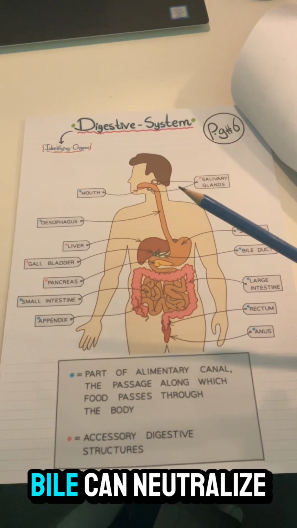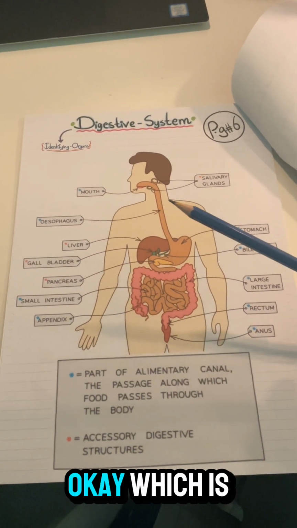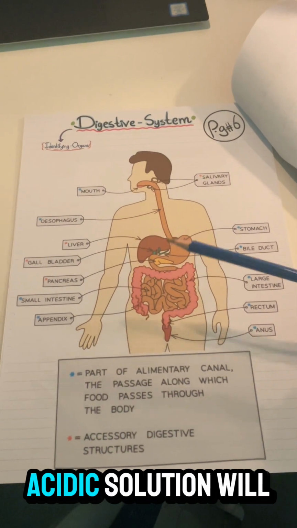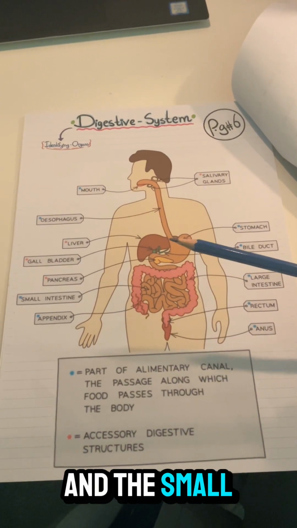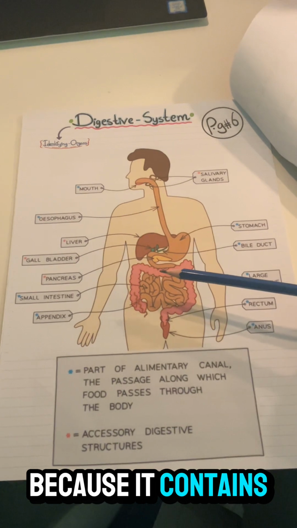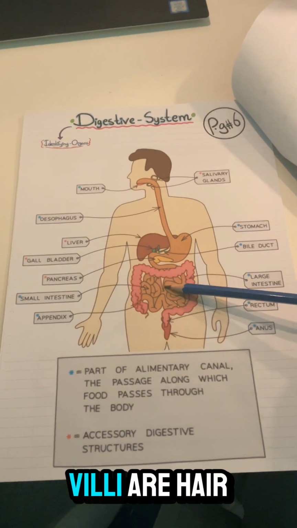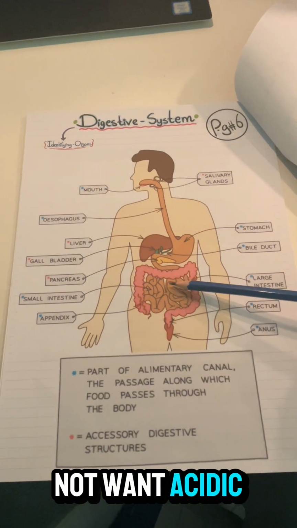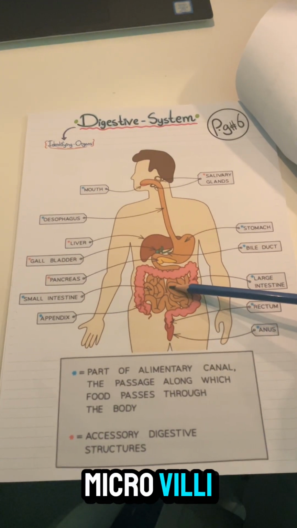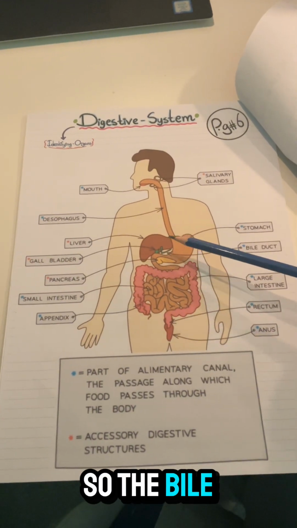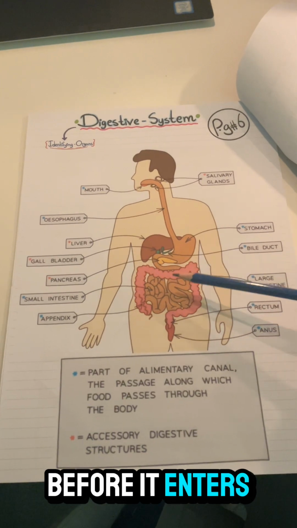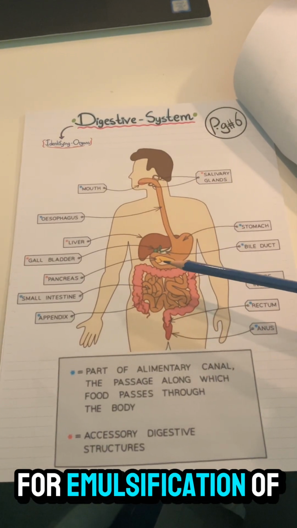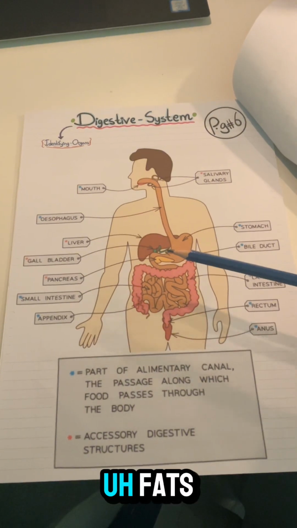Number one, bile can neutralize the HCl, okay, which is very acidic, so it does not harm our small intestine. Otherwise, acidic solution will go into our small intestine, and the small intestine is very sensitive because it contains microvilli. Villi are hair-like projections that are maximizing absorption, and we do not want acidic substances to be absorbed in our microvilli. So, the bile is going to neutralize the HCl before it enters the small intestine, and the bile is also responsible for emulsification of fats.